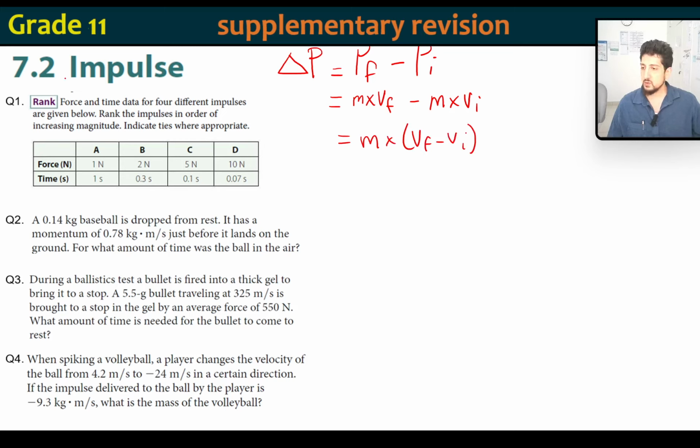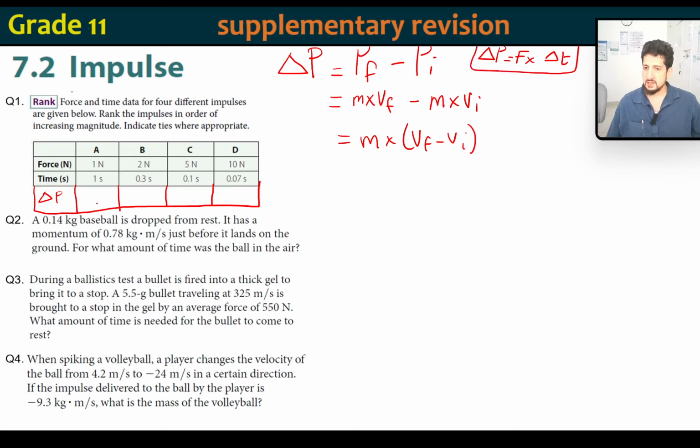Okay, anyway, question 1 says force and time data. What are we trying to work out? Rank the impulses in order of increasing magnitude. So I'm going to draw another row here with columns, and hopefully that will all be very clear. So change in momentum also equals, there's another formula that we know, which is change in momentum equals force times change in time. So that's another important formula that we're going to be using as well.